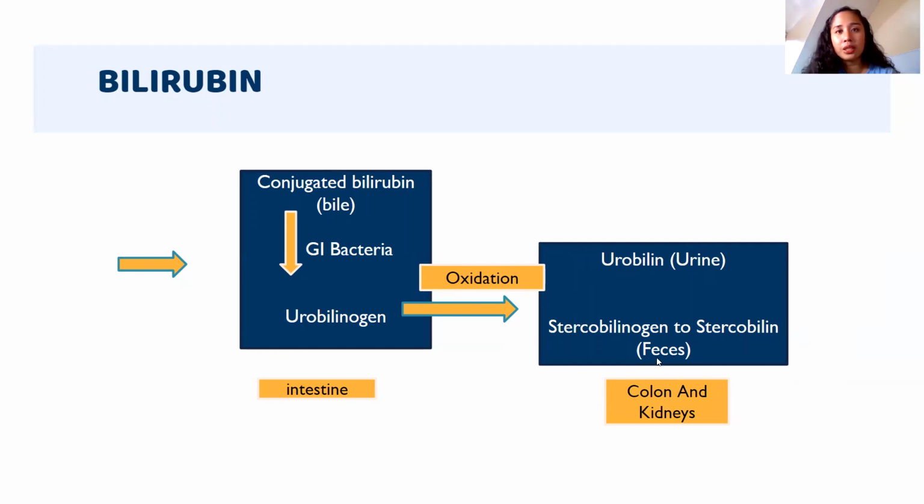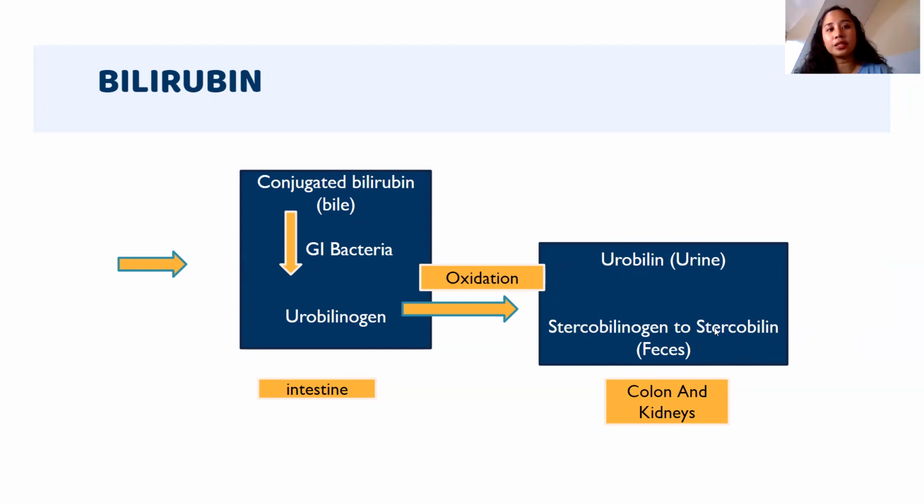At pwede rin siyang mag-oxidize from stercobilinogen to stercobilin. Now, this stercobilin gives your feces the characteristic brown color. So, this happens in both colon and kidneys. So, urobilin, syempre, nangyayari sa kidneys, stercobilin, nangyayari sa colon.